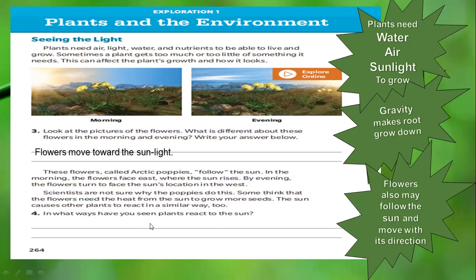In what way have you seen plants react to the sun? Some plants blossom in the sun and curl up at night, open on sunny days and curl up or close at night.